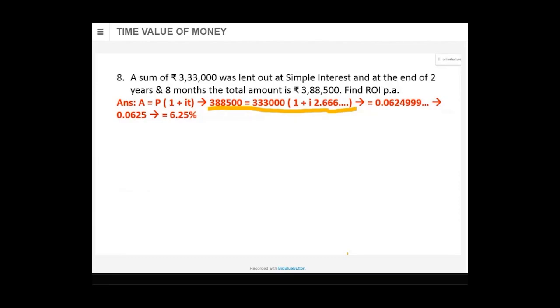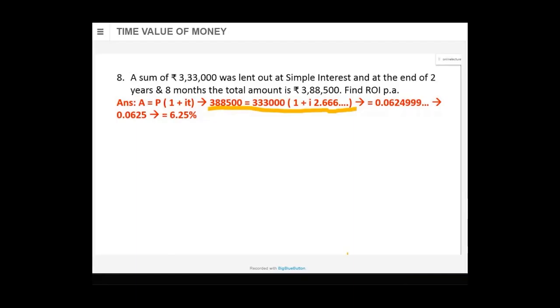Divided by 3,33,000. Here it is into, so that side it will be divided by. So divide by 3,33,000. I'm getting the answer as 1.166666666. Now that 1 will go that side. Here 1 is plus, that side it will be minus. So minus 1 is equal to, now my answer on the calculator is 0.166666666.